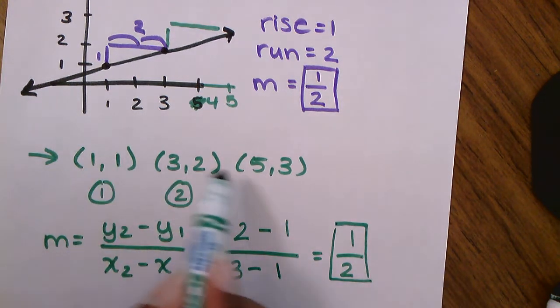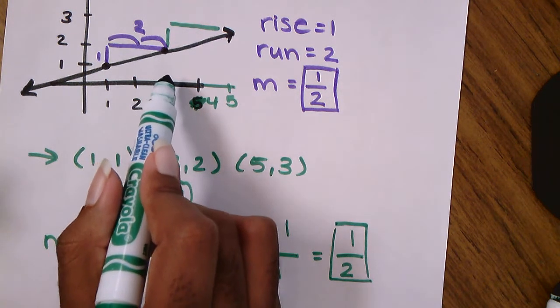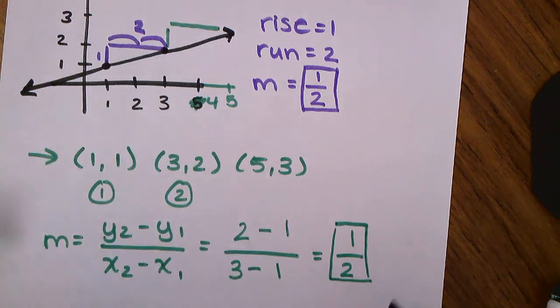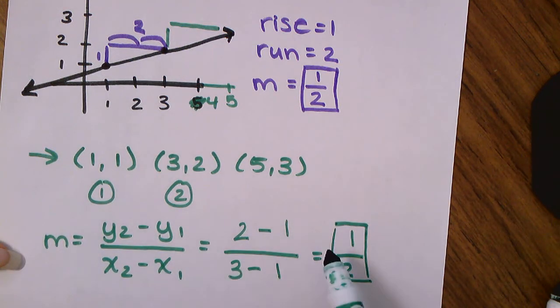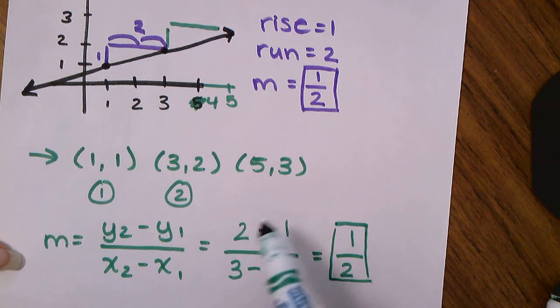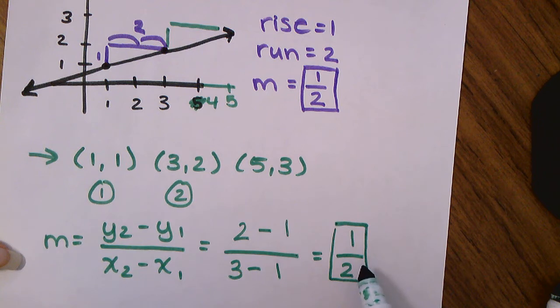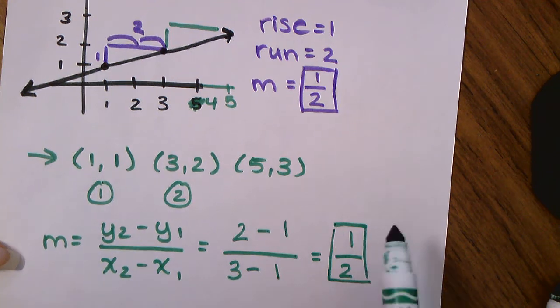Again, if I was given ordered pairs, I would just draw myself a graph and I would use rise over run. But if you like equations better and you're pretty good at substituting and solving like this, go ahead and feel free to do something like this.